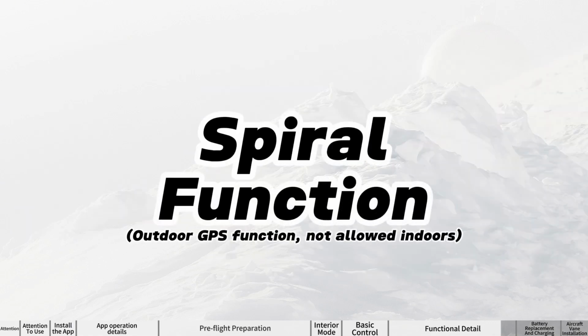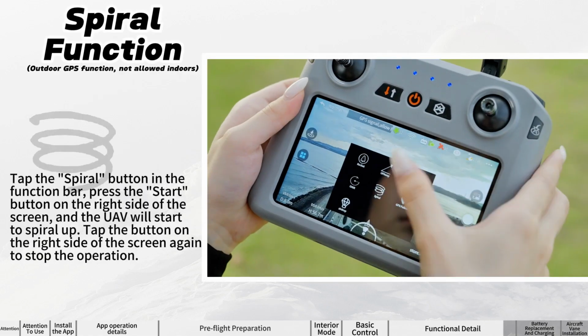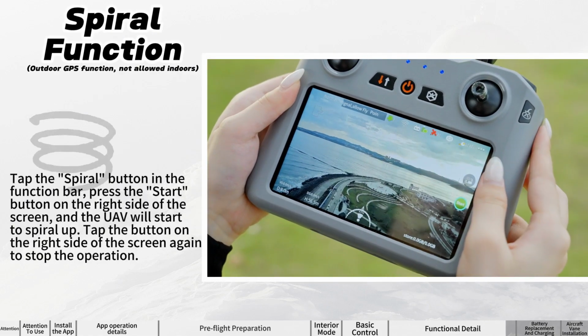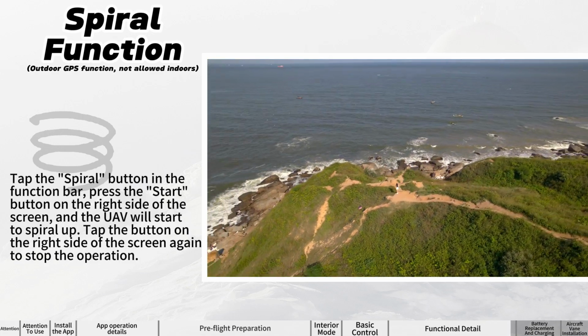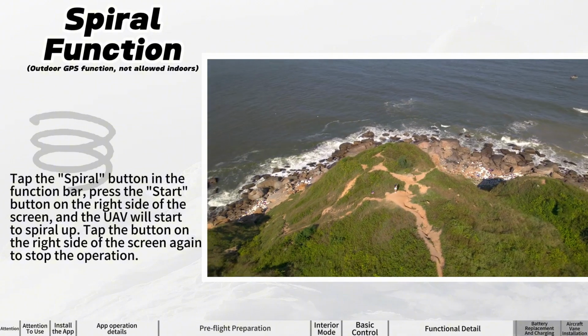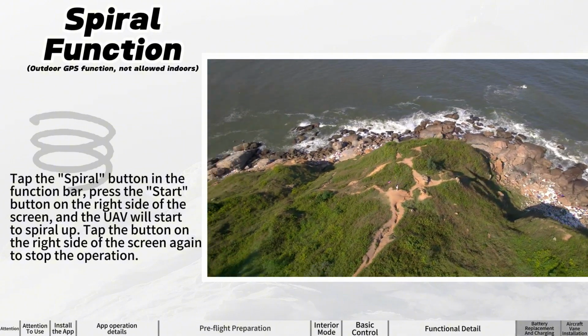Spiral function. Tap the spiral button in the function bar. Press the start button on the right side of the screen, and the UAV will start to spiral up. Tap the button on the right side of the screen again to stop the operation.